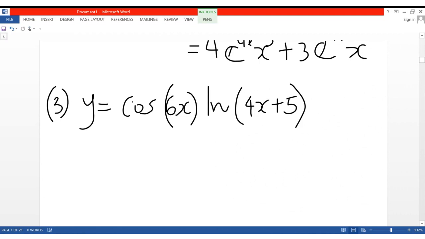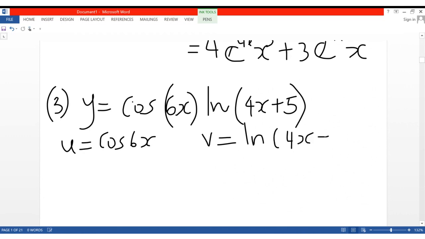So again, you can see I'm multiplying two functions. I have the cos and the ln. So one I'll call u, the other one I'll call v. This one I'll differentiate, I'll get du over dx.